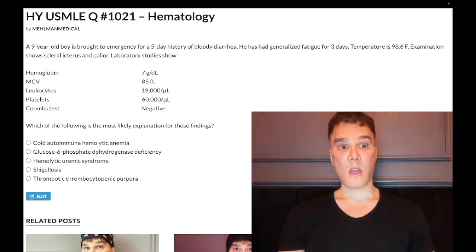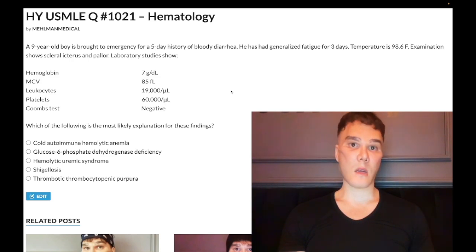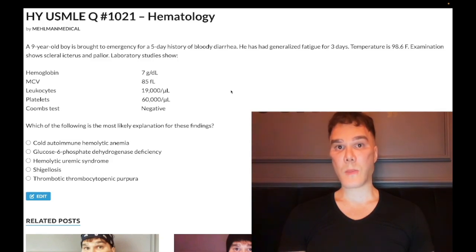Choice C, HUS, correct answer. This is where you have EHEC, O157:H7 E. coli, or Shigella, where you have toxin production that's going to lead to damage to the afferent arterioles going to the kidney, where platelets will plug the endothelial damage, leading to consumption and thrombocytopenia.